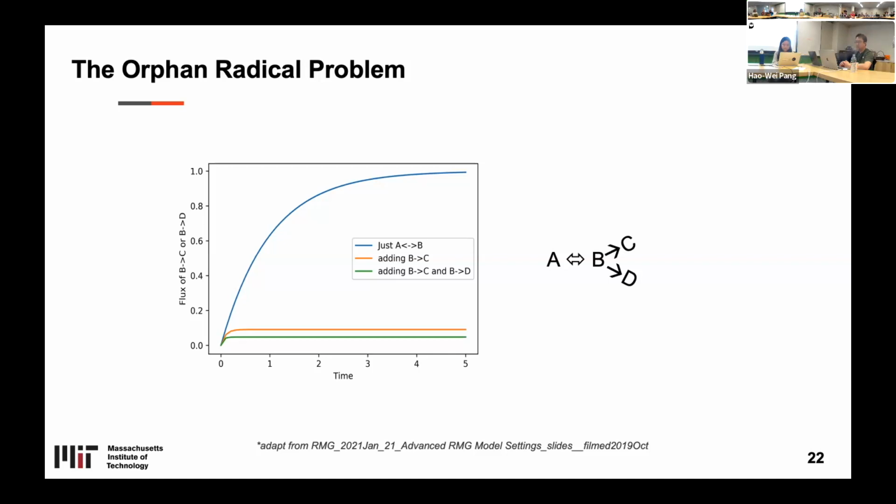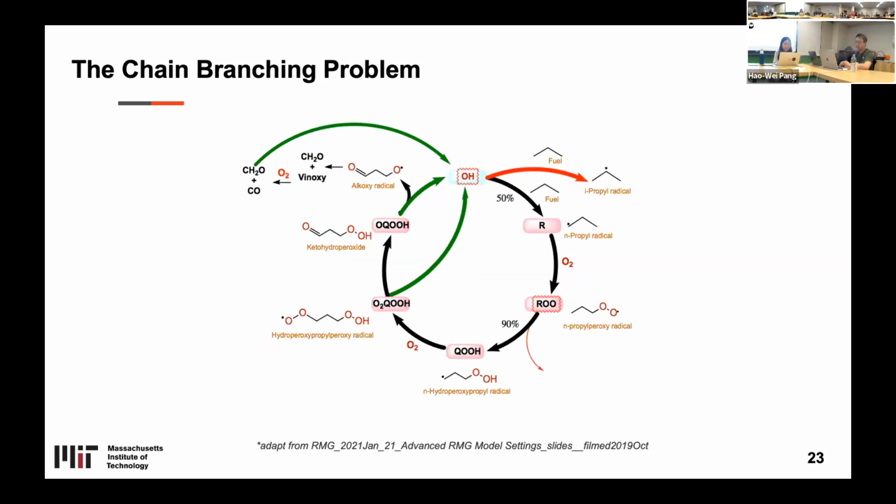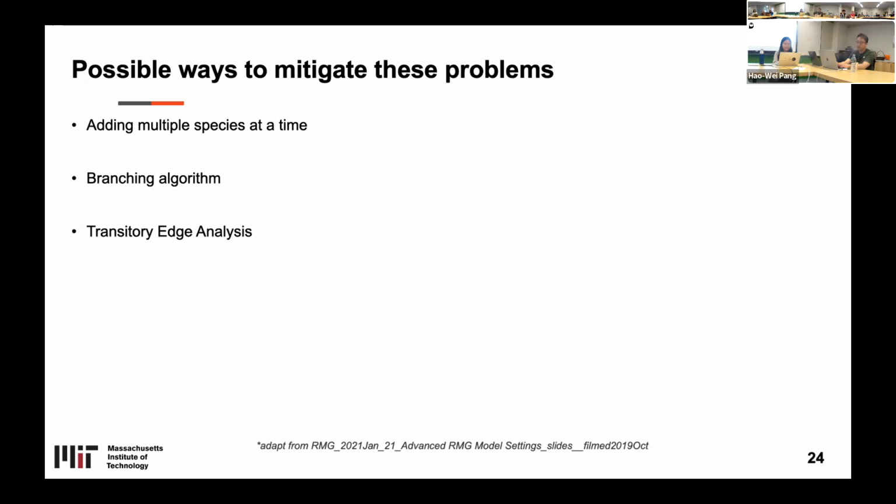And the third kind of problem is the chain branching problem. This is like a low temperature combustion feedback loop. Even though this whole feedback loop has very low flux, this is actually the main pathway to generate radicals for this kind of mechanism. In order to solve this kind of problem that I just presented, there are 3 possible ways to solve it in RMG now.